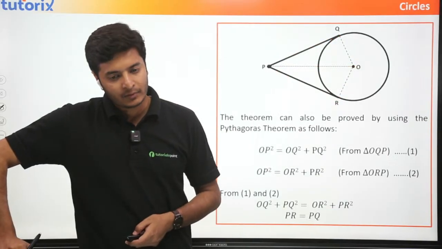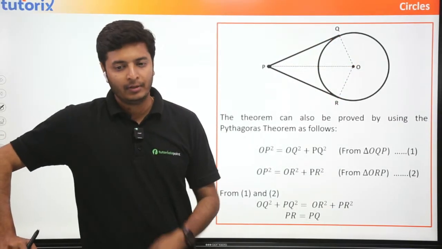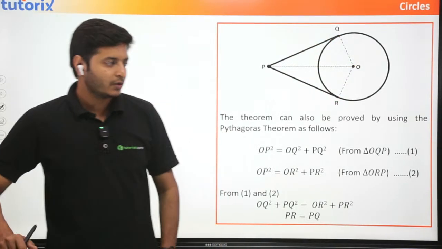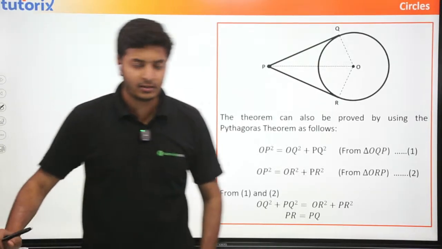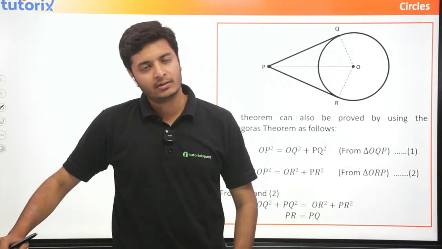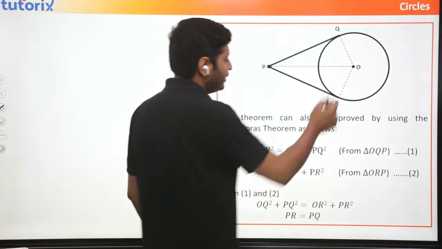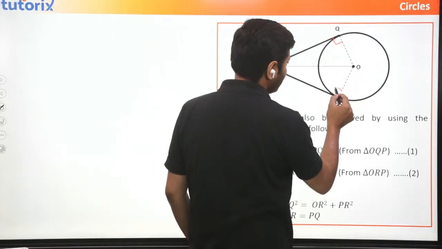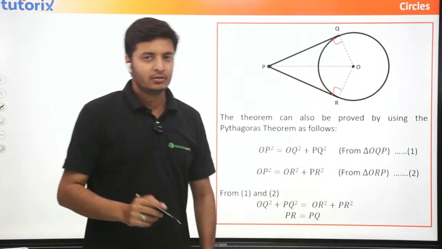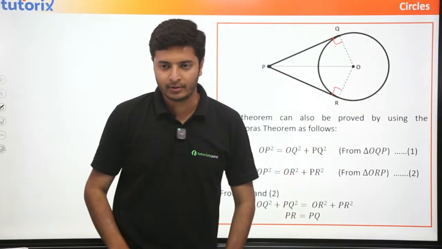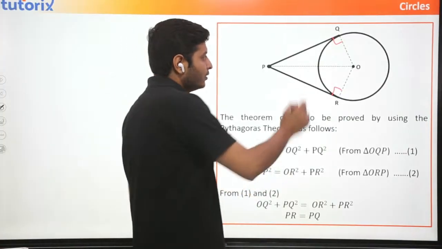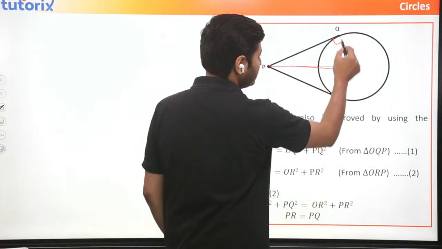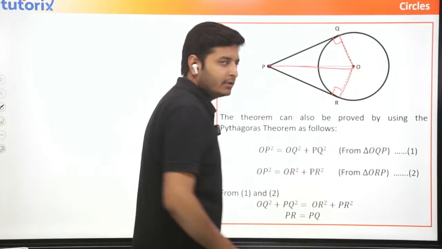Then the theorem can also be proved by using the Pythagoras theorem, a very basic concept. Once we have proved that these two triangles are right angle triangles, of course we can apply the Pythagoras theorem here, correct? The hypotenuses are equal in length. This side is also equal in length.